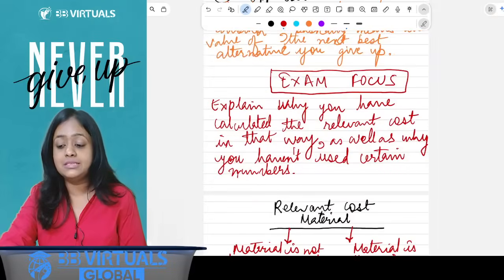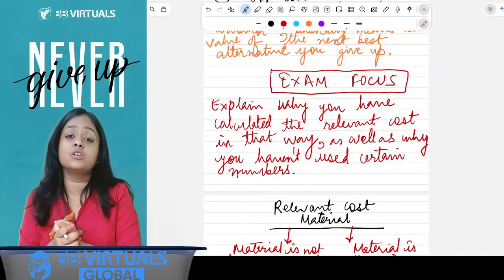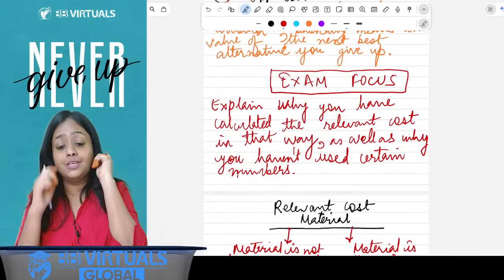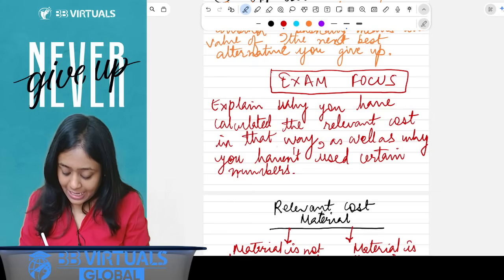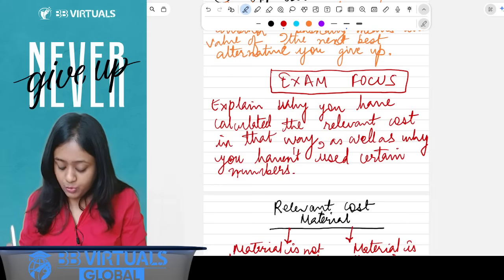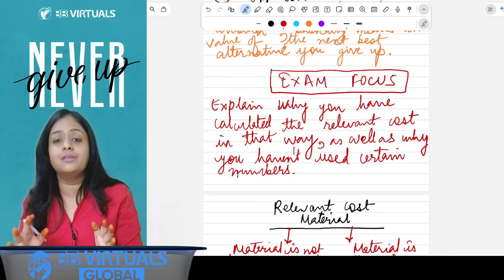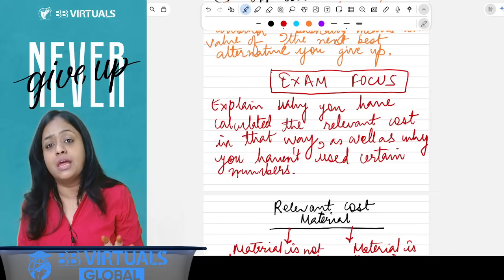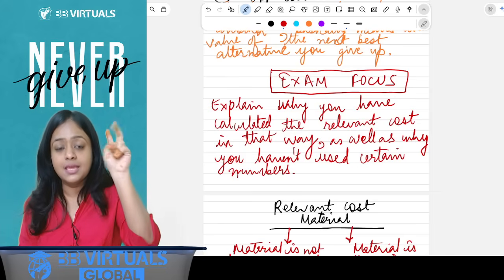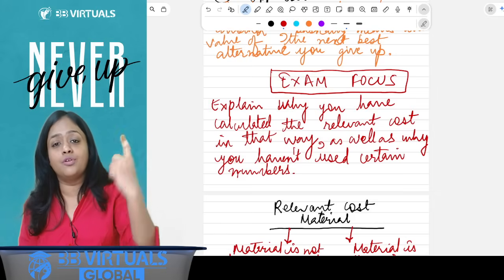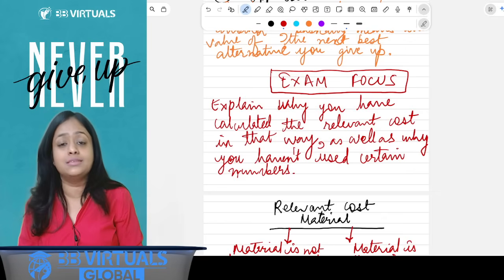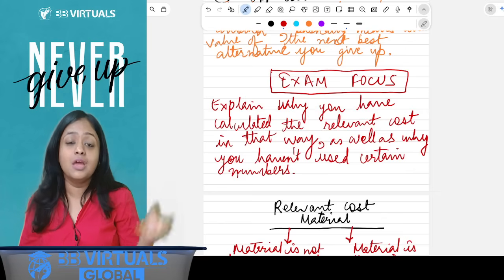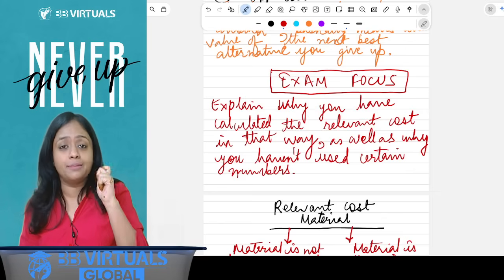Now let's look at the exam focus point, the main point that you have to ensure you don't forget in your exam. Explain why you have calculated the relevant cost in that way, as well as why you haven't used certain numbers. This is a pointer you have to remember whenever you are asked about relevant costing. Always do two things. Number one, why have you taken a particular cost as a relevant cost? And number two, why haven't you taken the other costs as relevant? Give reasons for both in the exam to get the marks.